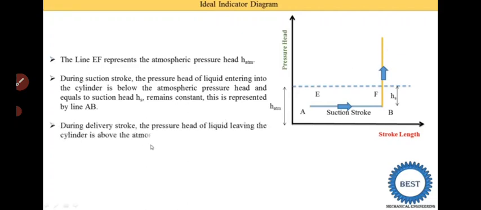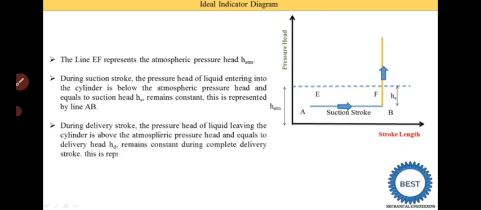Now the next stroke is the delivery stroke, after 180 to again come to zero. During this delivery, the pressure head of the liquid leaving the cylinder is above atmospheric pressure. So here we see that the point comes above the atmospheric line and is equal to the delivery head HD. It is denoted as the head HD, and it remains constant during the complete delivery. This delivery line is represented by the line C to D. So this is the delivery stroke.